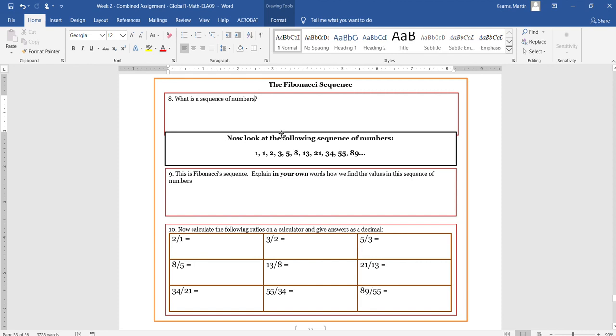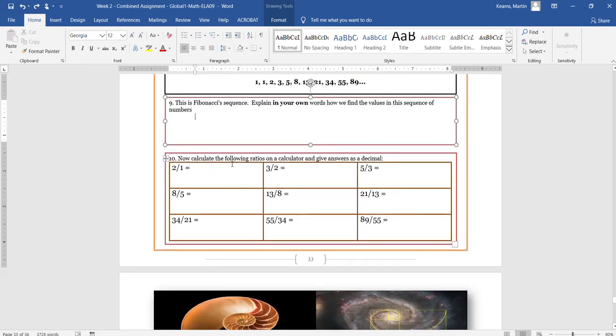So you're going to take a look at this sequence right here, and you're going to study the numbers as they're ascending here, and you're going to explain how we find the values of these numbers. Do your best, okay? Use 2 numbers at a time, and then sequentially up, and sequentially up, and see how they might have something to do with the number that follows. All right? Afterwards, you're going to calculate the following ratios on a calculator and give the answer as a decimal. These are the ratios right here.